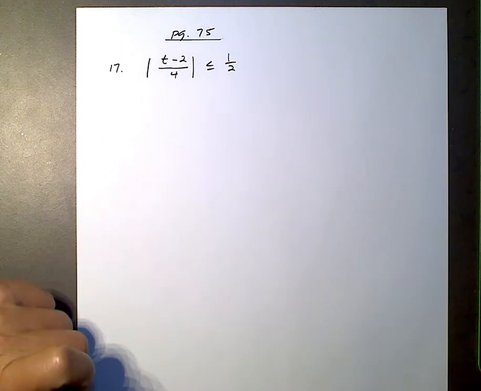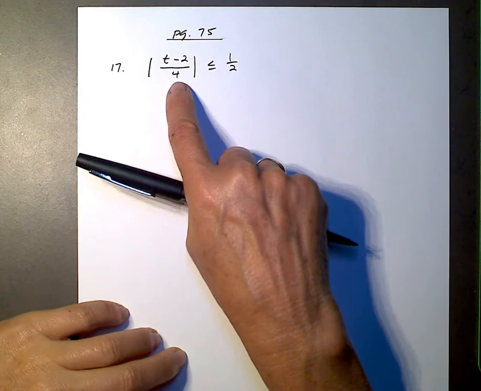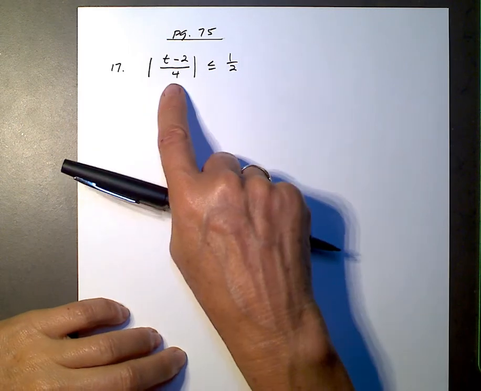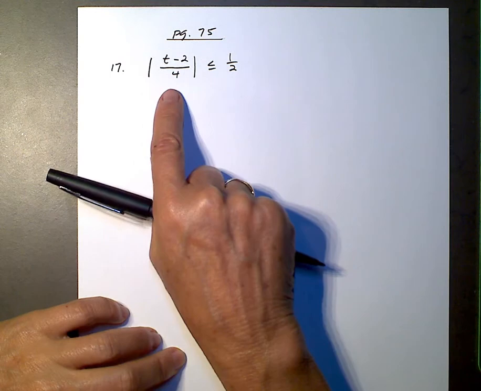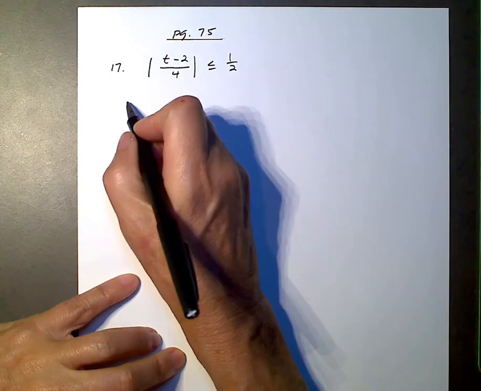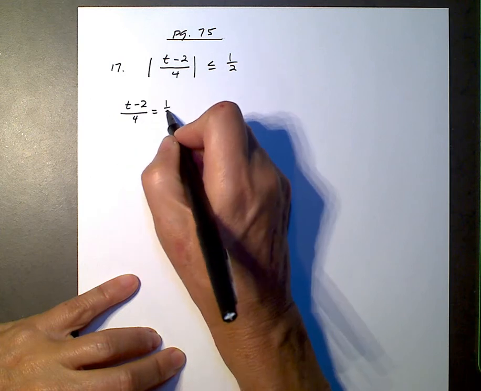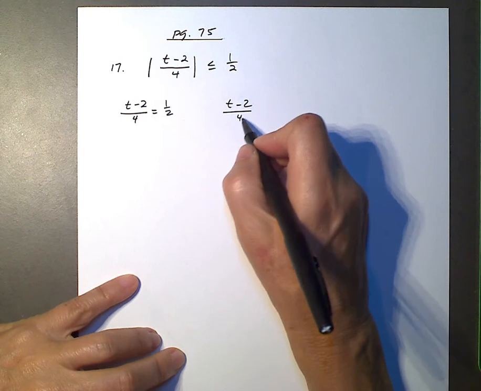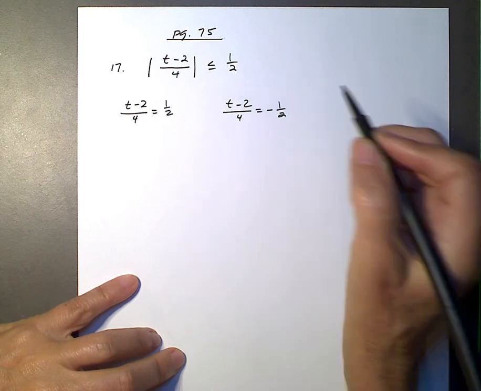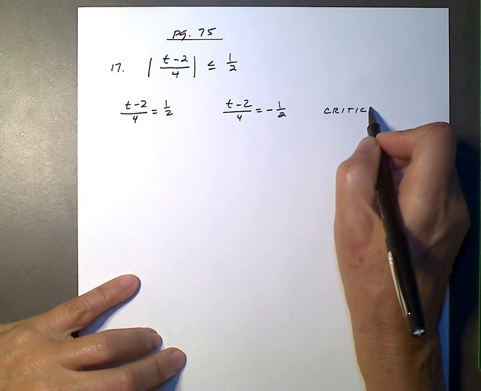This is number 17 on page 75, another absolute value inequality. I already have the absolute value of this expression isolated on one side, so I'm going to take that expression and set it equal to 1/2 to find the critical point, and set it equal to negative 1/2. And so again, with this, I'm finding the critical points.